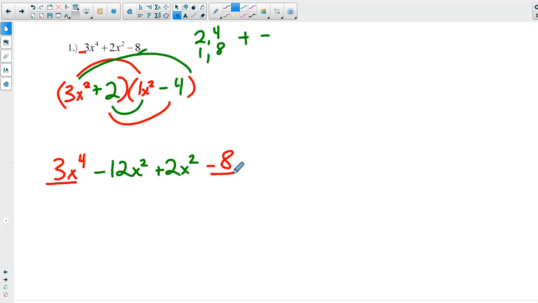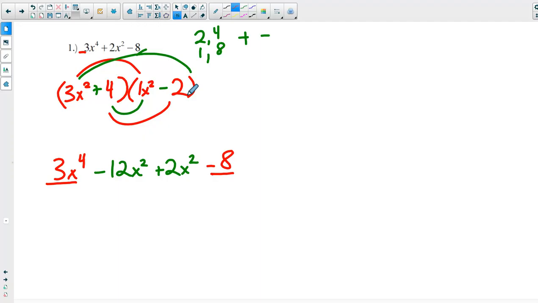Am I going to get positive 2 from negative 12 and 2? No. So that's wrong. So I'm going to flip them. I'm going to take this 2 and this 4 and change them. So I got 4 here and 2 here. If I multiply 3x squared by 1x squared, does it change my first answer? No. And if I go 4 times 2 instead of 2 times 4, I still get the negative 8. So instead, I'm just going to work in these middle pieces.